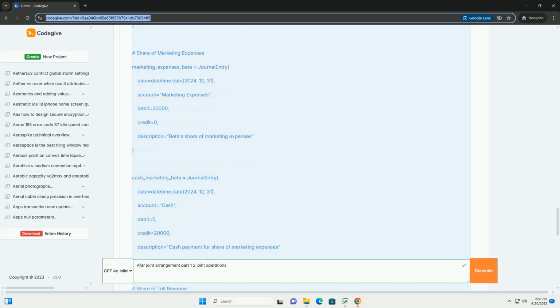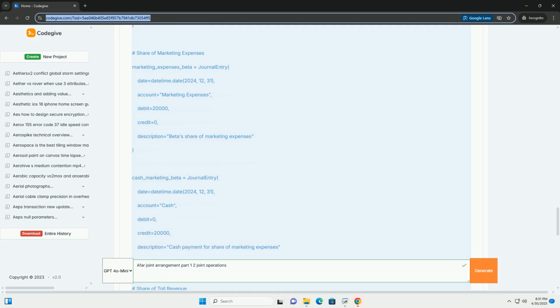Part 2, Joint Operations, Practical Application with Code Examples. Let's consider a scenario. Alpha Corp and Beta Incorporated enter into a joint operation to operate a toll road. Alpha Corp provides the land, and Beta Incorporated provides the construction expertise. They agree to share revenue and expenses 60/40, Alpha/Beta. The toll road is jointly operated.